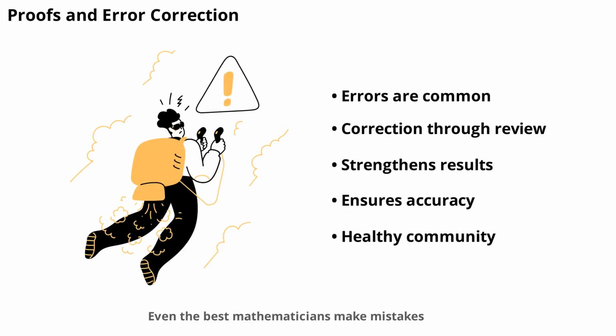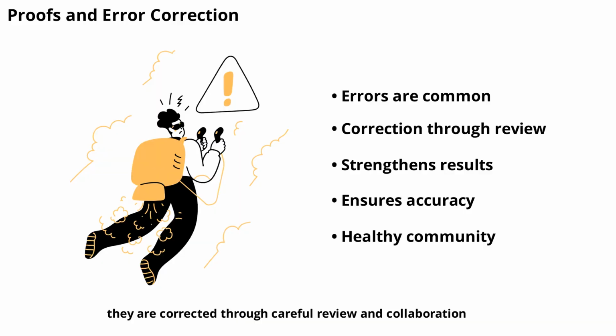Even the best mathematicians make mistakes. When errors are found in a proof, they are corrected through careful review and collaboration. This process strengthens the result and ensures that only accurate proofs are accepted. The willingness to find and fix errors is a sign of a healthy mathematical community.